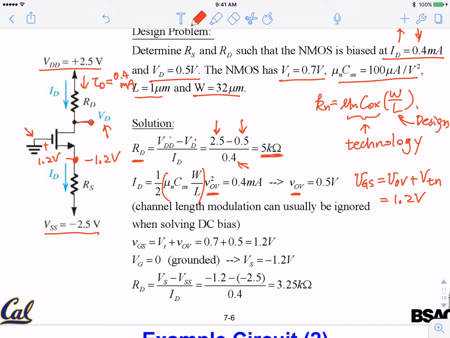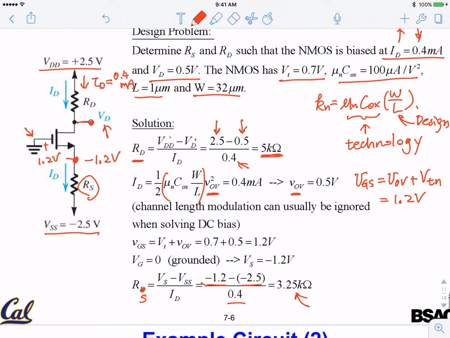And therefore, you can determine RS. You know the voltage across the two terminals is between minus 1.2 volt and minus 2.5 volt, and you know the current, so you can determine the value of RS. There's a typo here. This should be RS. Okay. So that's a design problem. It's a reverse process from the analysis of the circuit.